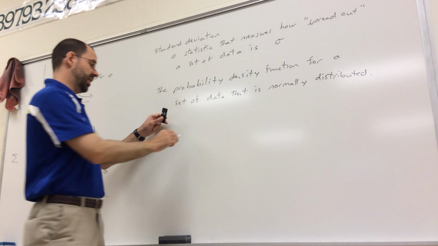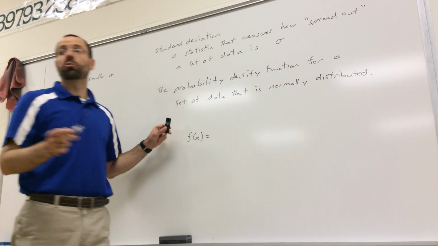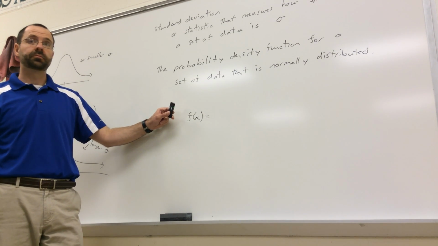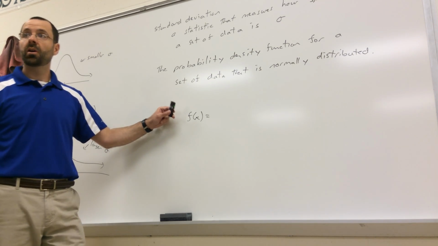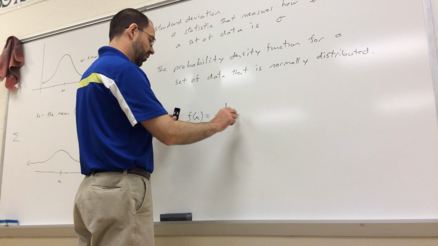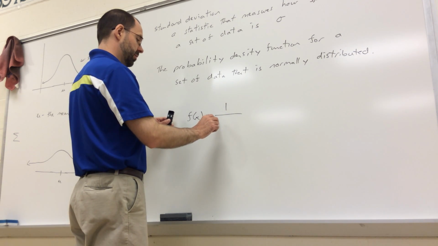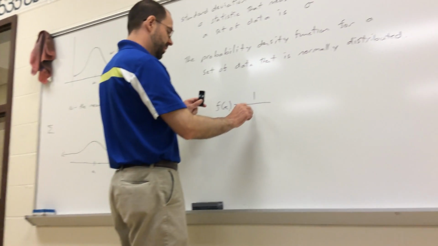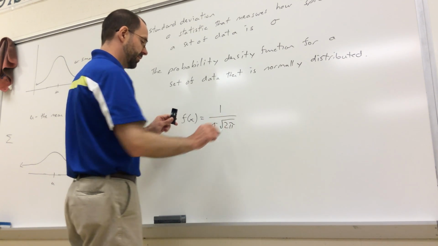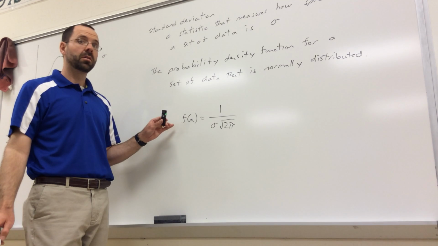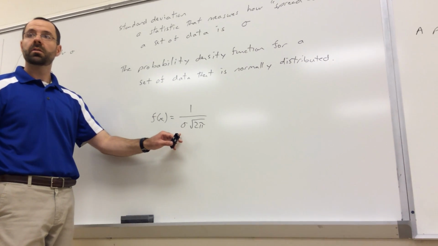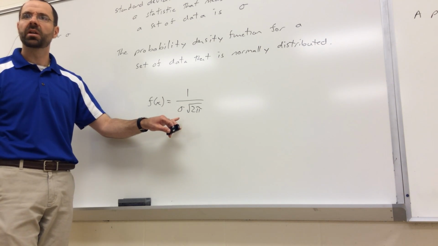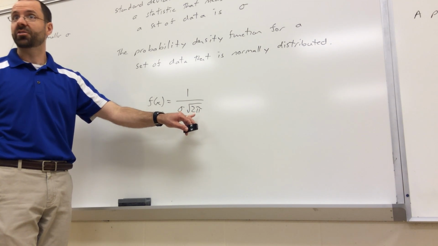So what I'm about to show you is the f of x that'll graph the bell curve. Okay, so what it is, it's 1 over sigma times the square root of 2 pi. What does sigma stand for? The standard deviation. So this will be a number on a particular problem, but it'll change from problem to problem. This is a number that doesn't change. It's pi, right?